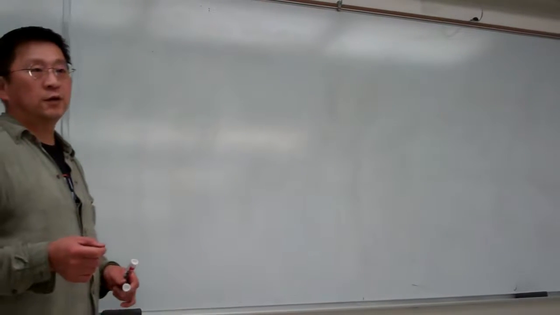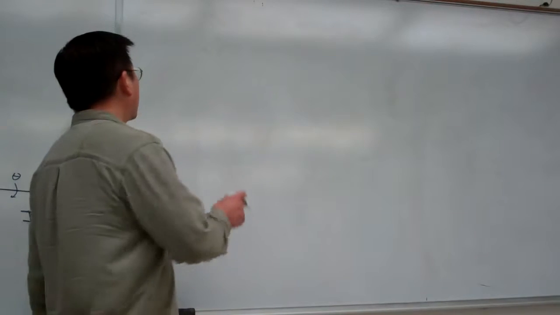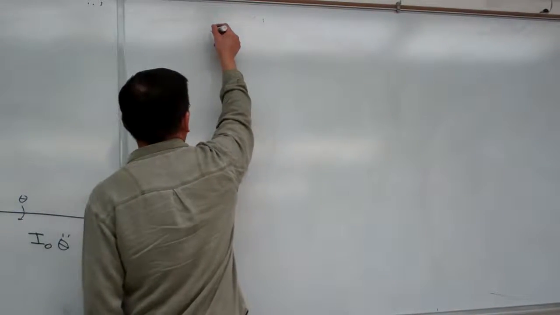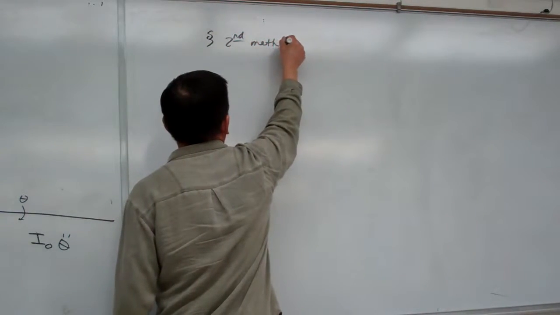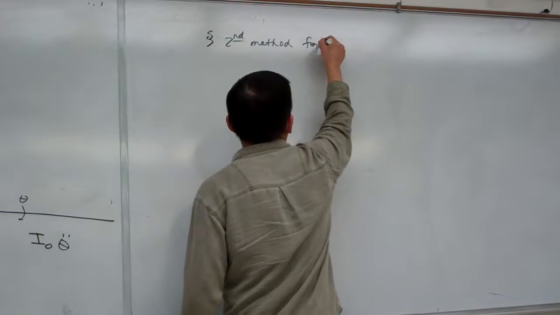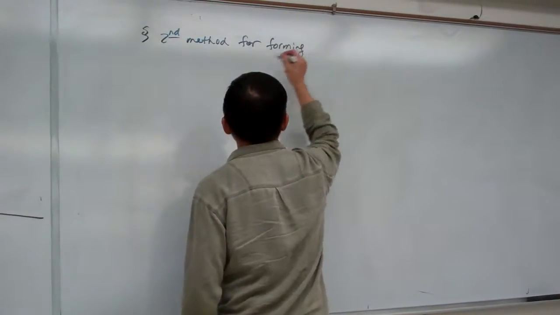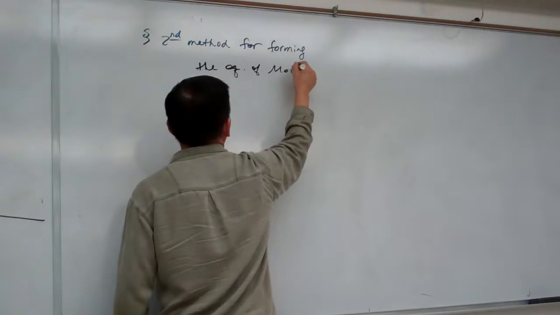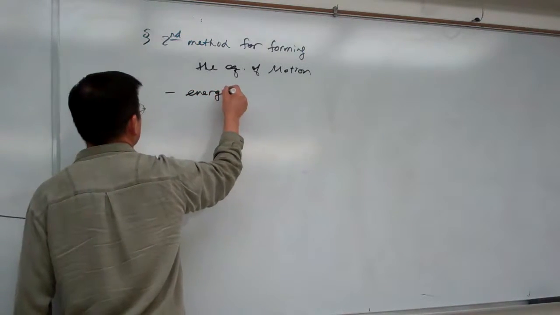A different approach of formulating the equation of motion. Okay, and that approach is due to the conservation of energy. So this will be the second approach for forming the equation of motion, and that is called the energy method.